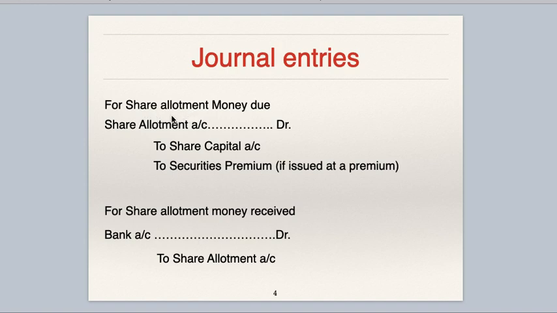Journal entry to show allotment money due, share allotment account debit to share capital to securities premium if shares are issued at premium and premium money is included in allotment. And when allotment money is received, journal entry is bank to share allotment. Now if you see share allotment 1 debit 1 credit, net effect is bank account debit to share capital to securities premium.